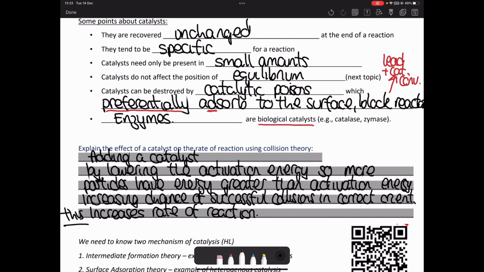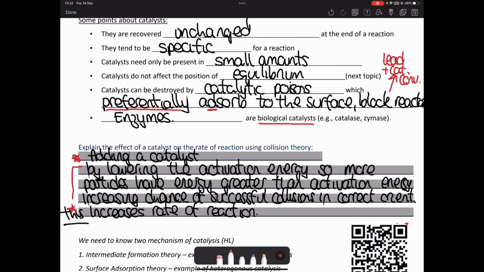Okay, so as I've said, the first and the last points are things we should have known before we ever started rates, and this is now our collision theory in the middle to explain.